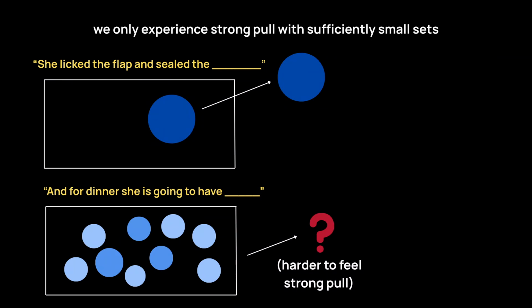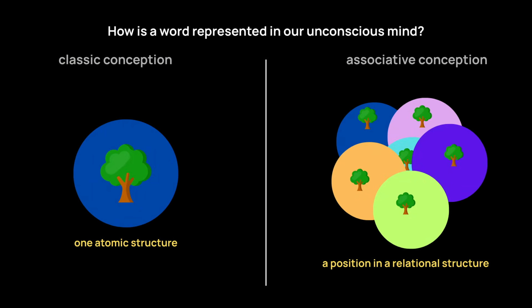This is a clear demonstration that the architecture of our unconscious mind is arranged in such a way that words can be represented as members of an effectively limitless number of overlapping sets. Our brains don't store words like we think they do. We think we see a picture of a tree, we hear the word tree, and our brain just stores a tree image somewhere. But this simply isn't what our unconscious mind is doing.